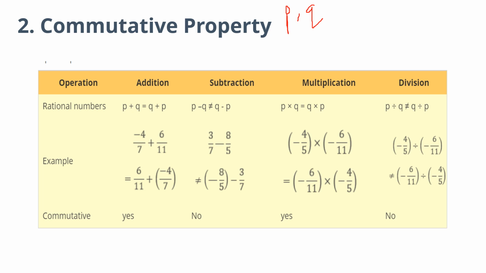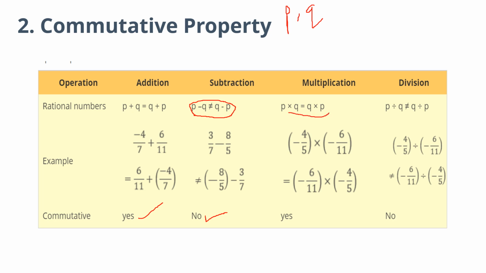So here it is yes. Next, suppose we take p minus q and q minus p. Then the results will not be the same. So rational numbers are not commutative for subtraction.